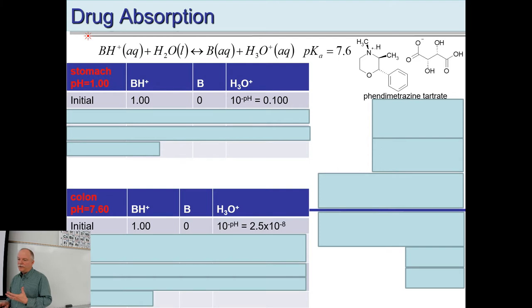And so in the stomach, which has a pH of 1, we can put this in. Let's just say we've got a 1 molar concentration of this base. I went ahead and wrote it out as base plus H plus plus water gives the hydronium ion, so that we would have acid in our equation, because we know the concentration of the acid. pH of 1, 10 to the minus pH is 0.1, so that's the concentration of the hydronium ion.